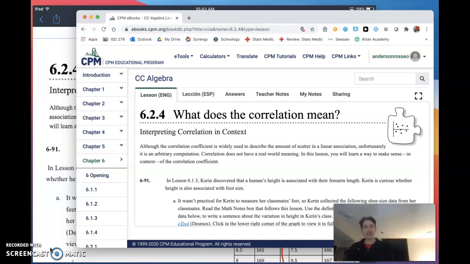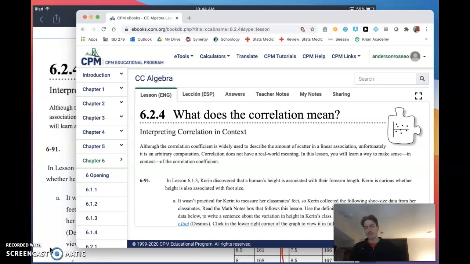Today we're going to talk about section 6.2.4, and we're going to try to get to the bottom of what it means when we've done some calculating of a least squares regression line, or an LSRL model. What kinds of things can we communicate? How can we do that?